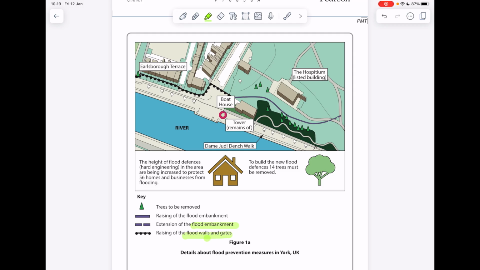So what's good about the flood walls? Well, obviously they're going to reduce the level of damage caused by the floods, which could save people's lives, particularly in the people living around Earlsborough Terrace.